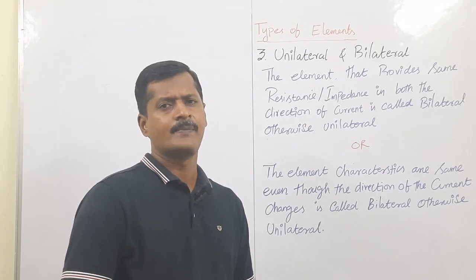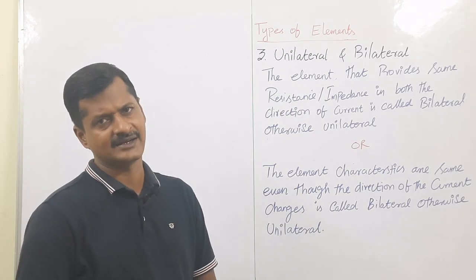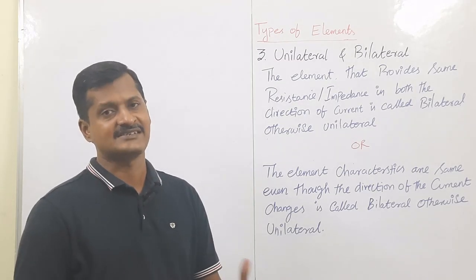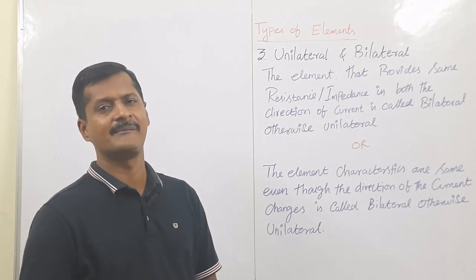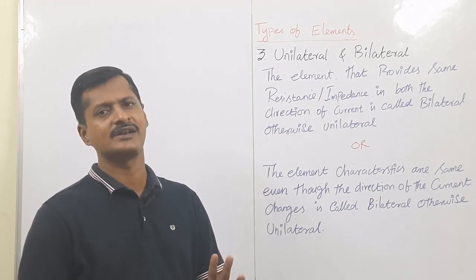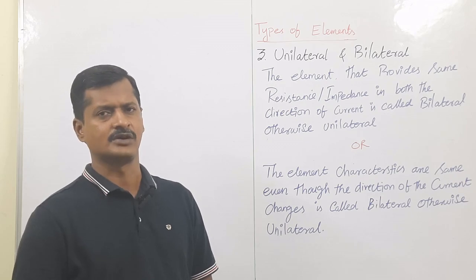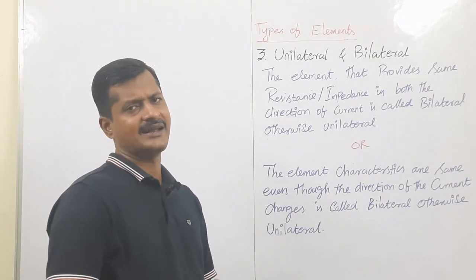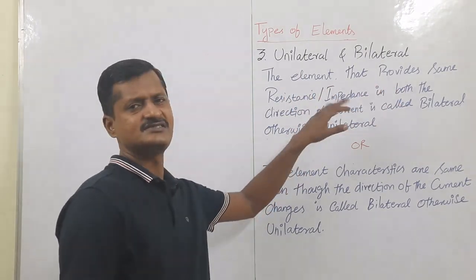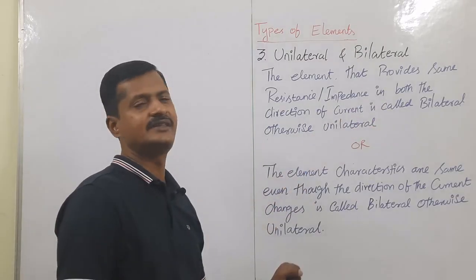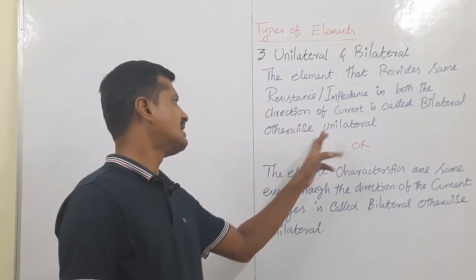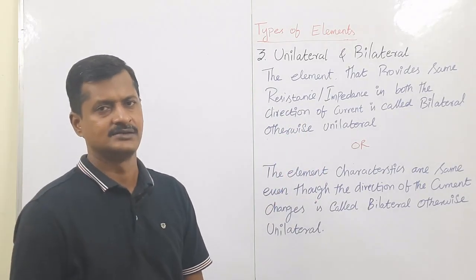The next type of element: unilateral and bilateral element. The output of the element is irrespective of the direction of the current flow. That is a bilateral element; with respect to the direction of the current flow, an unilateral element behaves differently. So the definition for unilateral and bilateral: the element that provides the same resistance or impedance in both directions of the current flow is called bilateral. Otherwise, it is called unilateral.